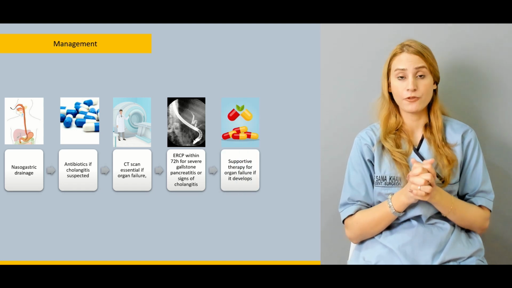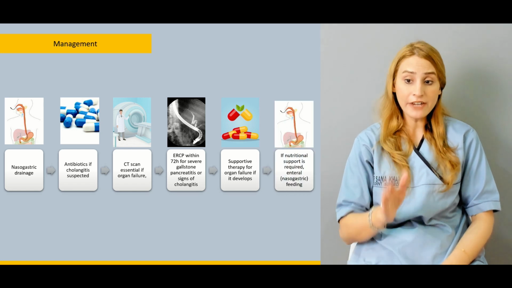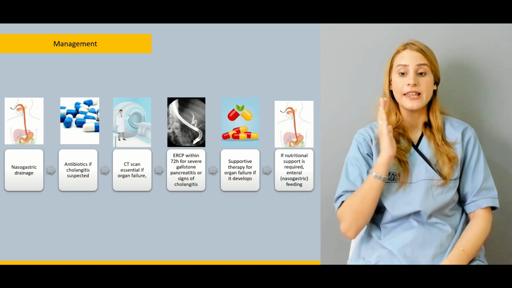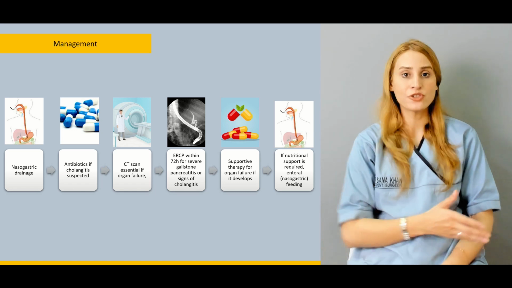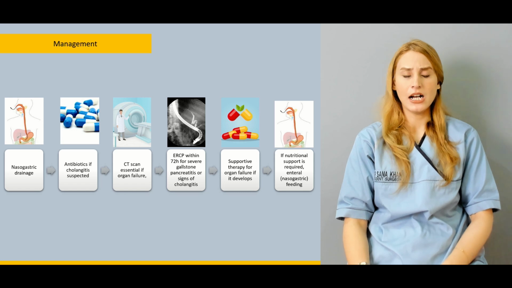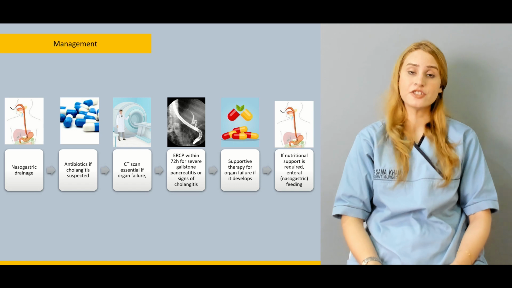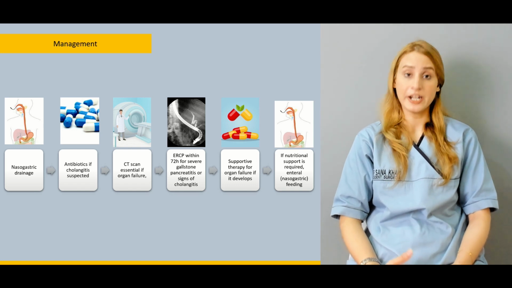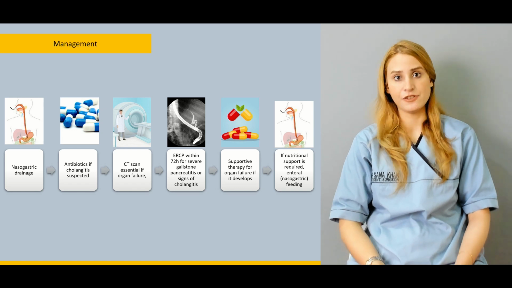Supportive therapy for the organ failure, if it develops, is very much important. If nutritional support is required, then obviously NG feeding, or you have to put the patient on enteral or parenteral nutrition. So these are the things. Conservative management is very much important in the first 72 hours if you're managing the acute pancreatitis.